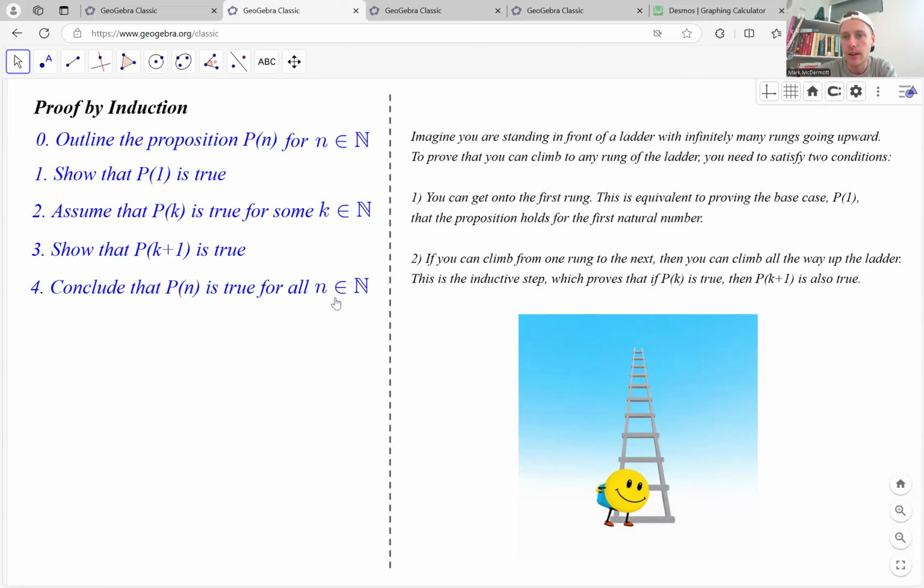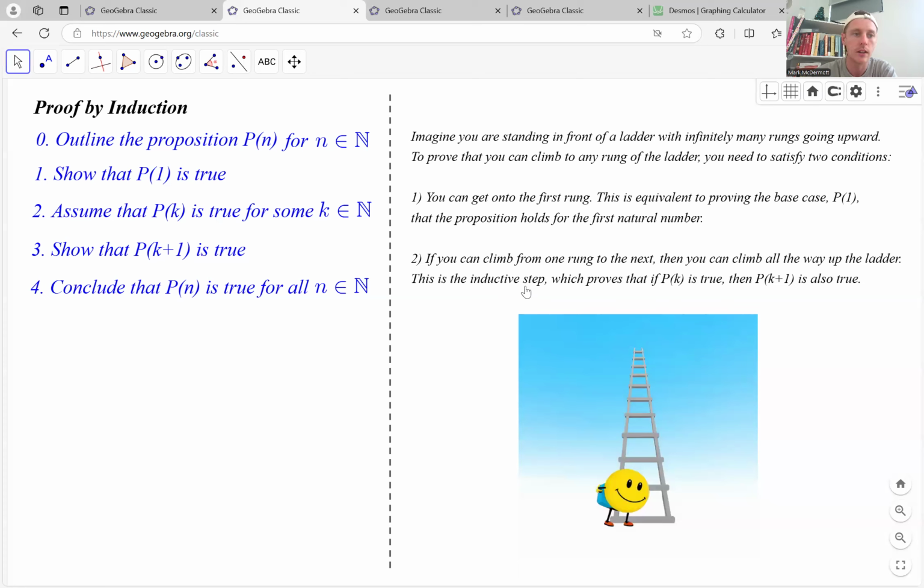The analogy that I think is important to draw here is a real life analogy. Imagine you're standing in front of a ladder with infinitely many rungs going upwards. To prove that you can climb onto any rung of the ladder, you need to satisfy 2 conditions. The first condition is that you can get onto the first rung. You can't climb the ladder unless you can get onto the first rung. So this is equivalent to proving the base case, showing that the first proposition is true for the first natural number 1. And then the other condition is that if you can climb from one rung to the next, then you can climb all the way up the ladder.